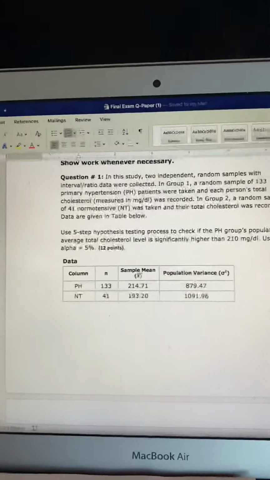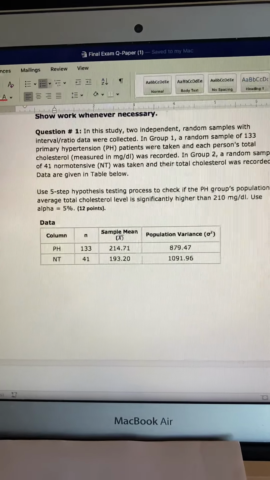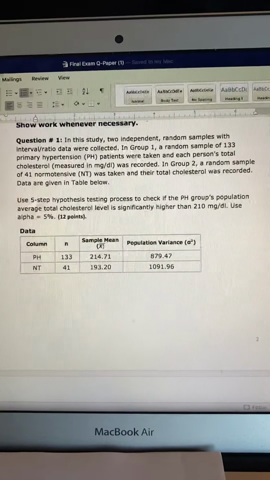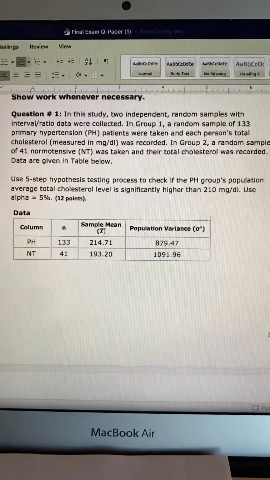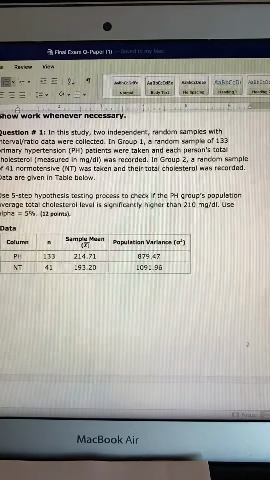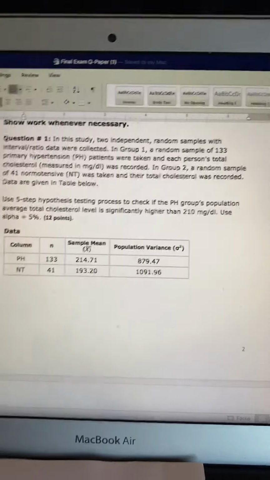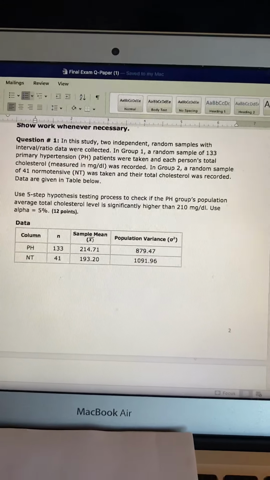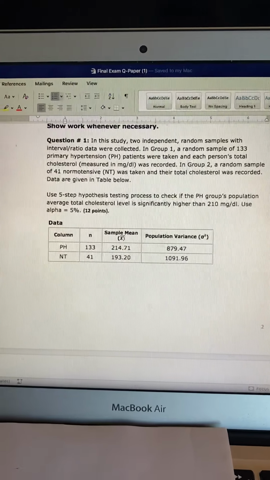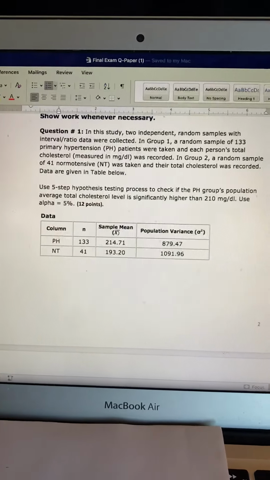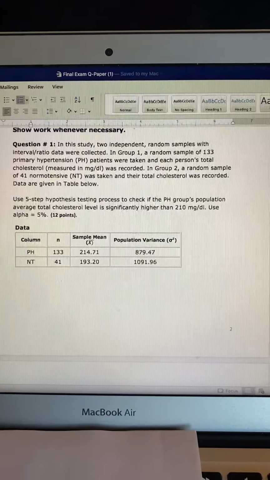Now moving on to question one. Question one states, in this study, two independent random samples with interval/ratio data were collected. In group one, a random sample of 133 primary hypertension patients was taken, and each person's total cholesterol, measured in milligrams per deciliter, was recorded. In group two, a random sample of 41 normotensive (NT) patients was taken, and their total cholesterol was recorded as well.